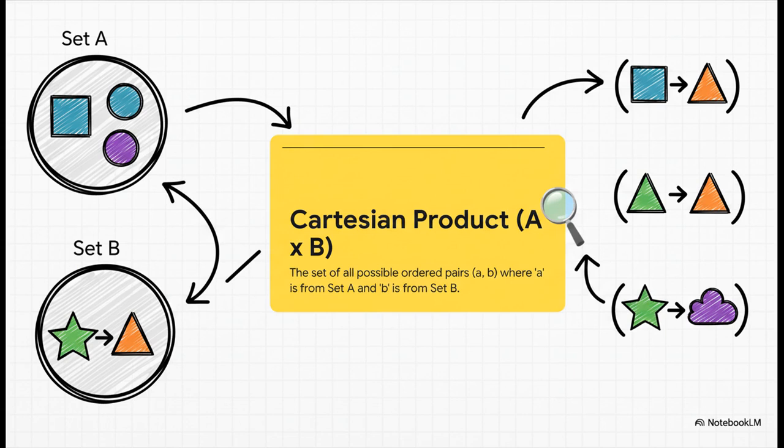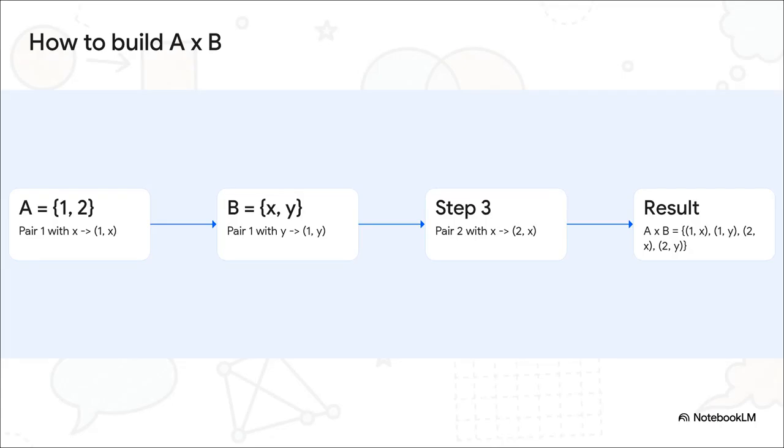You take one set, let's call it A, and another set, B, and you just systematically create a brand new, bigger set that has every single possible ordered pair you can make. And that phrase, ordered pair, is absolutely crucial. It means the order you write them in really, really matters. Let's see this in action. It makes it so much clearer.